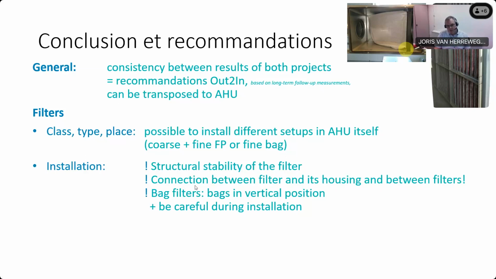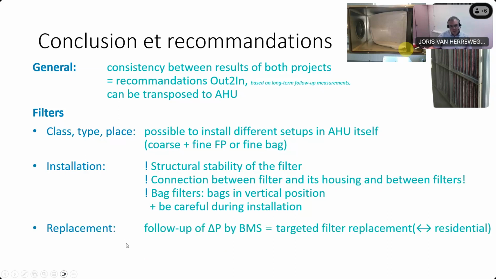And especially for bag filters, it's important to install them in a vertical position. If you put them into a horizontal position, you have the risk at lower flow rates that the bags will close themselves and inflict a higher pressure drop. And during installation of bag filters, it's very important to pay attention to the fact that most of the time they are installed in a U-shaped profile. So you need to squeeze these bags together before inserting the filter in the U-shaped profiles. Otherwise, they will cut into the filter medium and already damage the filter before you can start using it.